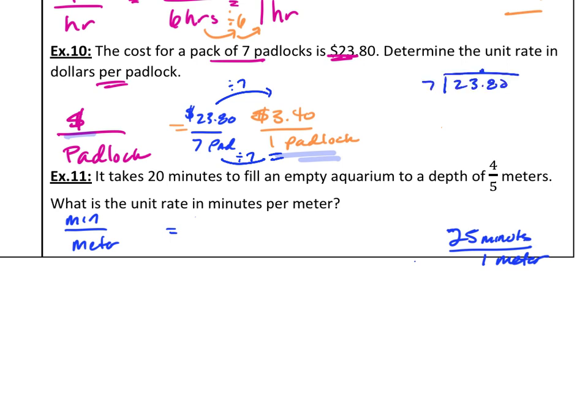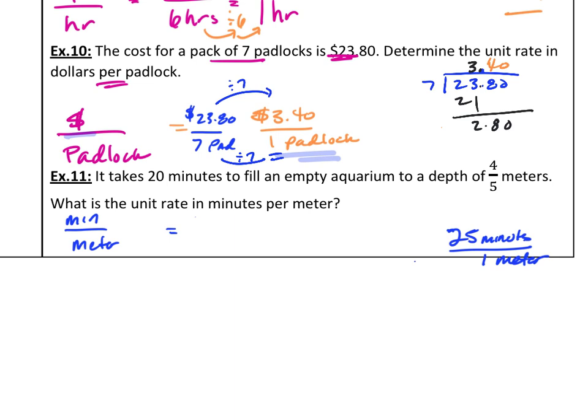So when I'm looking at that first part, I'm saying, well, $23 divided by 7 is going to give me $3, right? Which is going to give me $21, which means I'm going to have $2.80 left over. Well, if I divide $2.80 by 7, that's going to be 40 cents, right? So that means it's $3.40 per padlock. That's all we're doing. This is basically scale factor, guys. You can do it another way. I'll show you another way later when we're talking about solving proportions. But this way works too.